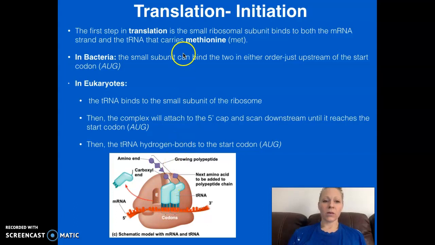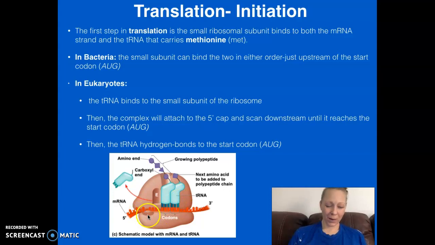So the first step in translation is the small subunit, so that's this guy right here, is going to bind to both the mRNA and the first tRNA, which I guess would be here, right? And this tRNA is going to be carrying the amino acid methionine, which is going to correspond to the start codon. And so in bacteria, the small subunit can bind in either order. It can bind to the tRNA or the mRNA first. They come together in whichever order.